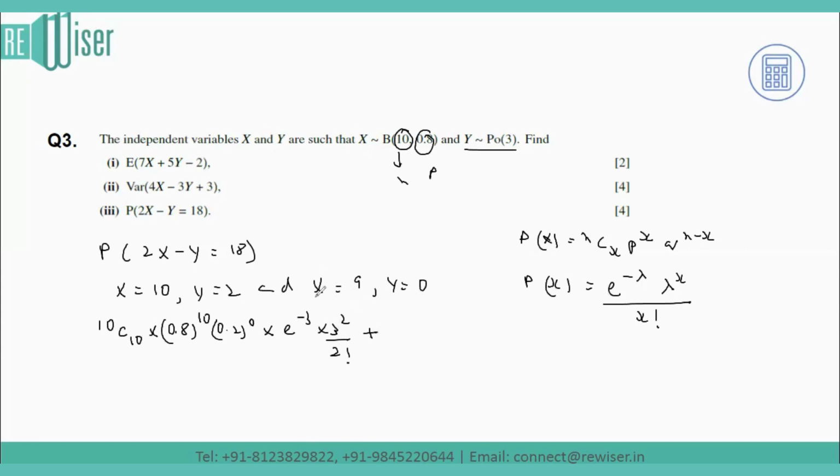The other case is x equals 9. Since x is a binomial distribution, we use the binomial formula, so that becomes 10C9 into 0.8 to the power 9 and 0.2 to the power 1, multiplied with p of 0, which is e to the power minus 3. If I solve this out, I get 0.0374. That will be the final answer for this question.